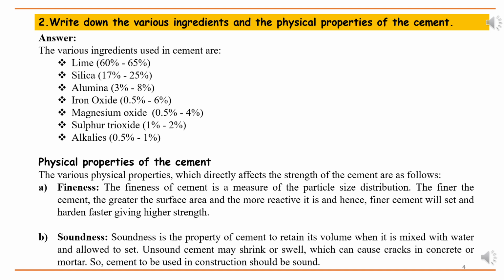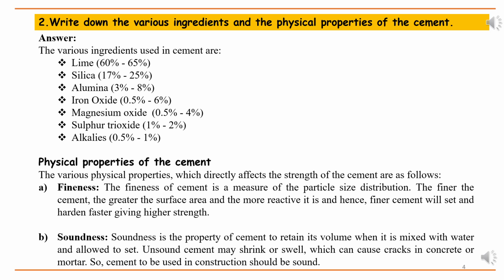Answer: The various ingredients used in cement are lime, 60% to 65%, silica, 17% to 25%, alumina, 3% to 8%, iron oxide, 0.5% to 6%, magnesium oxide, 0.5% to 4%, sulfur trioxide, 1% to 2%, alkalis, 0.5% to 1%. Physical properties of the cement. The various physical properties, which directly affect the strength of the cement, are as follows.